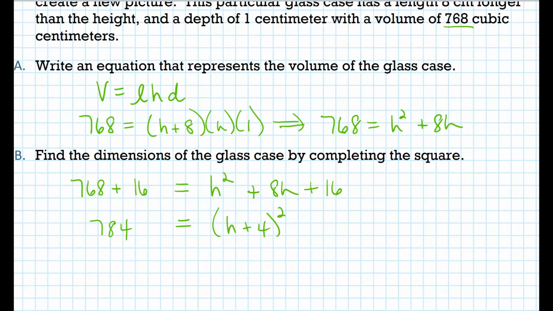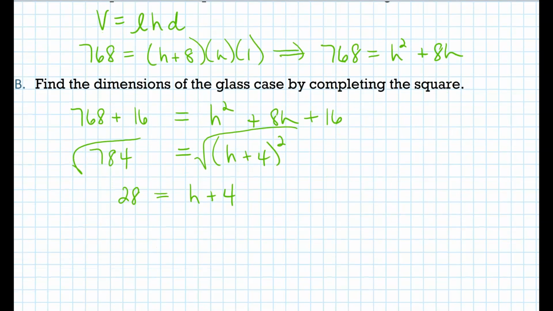784. Okay. Who knows that off the top of their head? When you take the square root, it should be 28. I knew it had to be below 30. Okay. And remember it's going to be plus or minus. So that means we get h is equal to 28 minus 4 or negative 28 minus 4.